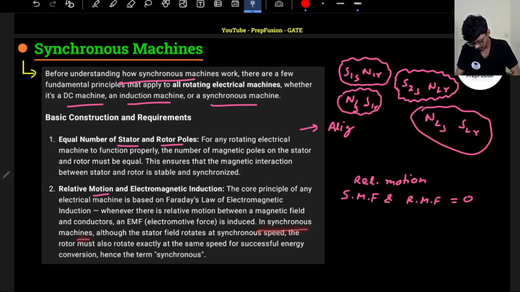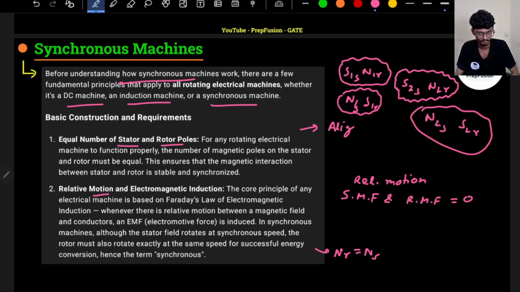So in a synchronous machine, although the stator field rotates at synchronous speed, the rotor must also rotate at the same speed to make the relative speed zero. That's why the rotor in a synchronous machine rotates with speed ns. So in case of a synchronous machine, nr equals ns.